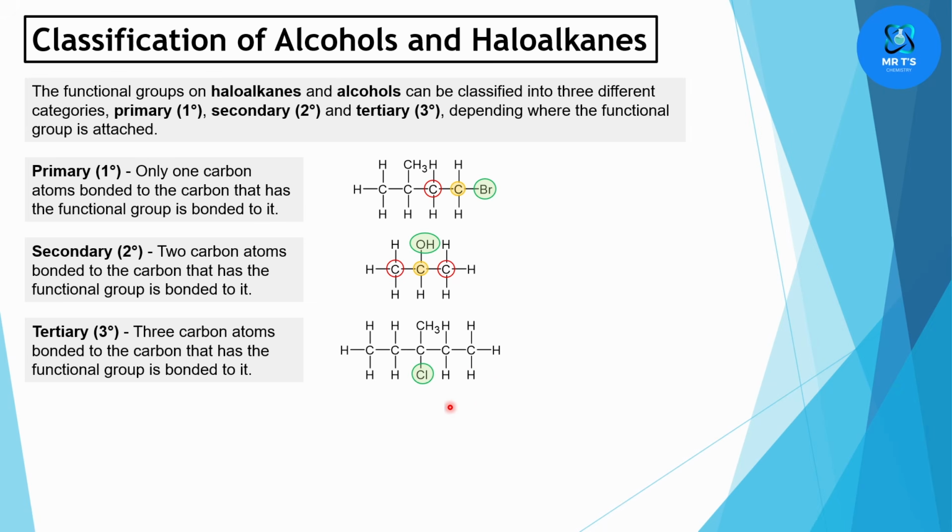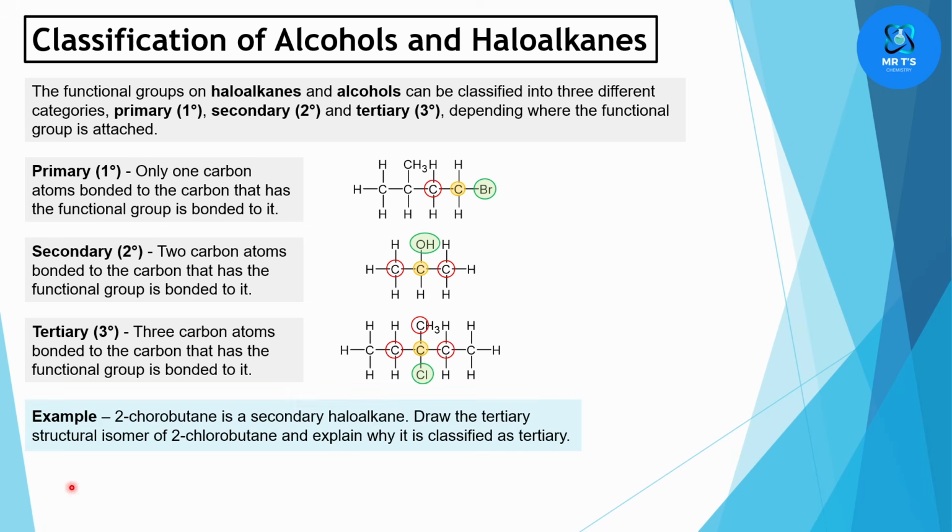So here the functional group is a chlorine. The carbon it's attached to is right here in the middle, and there are 1, 2, 3 other carbons attached to the carbon that is attached to the functional group. That makes this a tertiary haloalkane. Primary, secondary, tertiary: we identify and classify them based on how many carbons are attached to the carbon that is joined to the functional group.